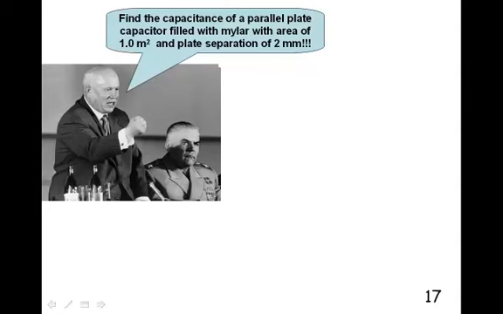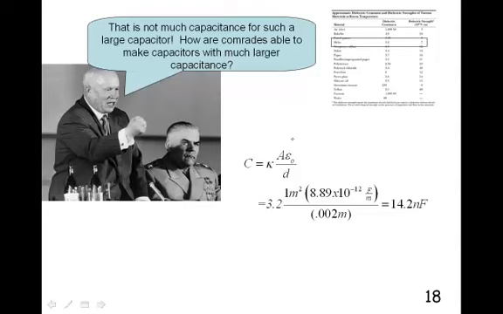Well, let's start with a little problem here. Let's find the capacitance of a parallel plate capacitor filled with mylar that has an area of 1 square meter, you know about how big that is, and a separation of only 2 millimeters. Well, we'll find the capacitance in the usual way. Here's the equation for the capacitance of a parallel plate capacitor, but now we're going to multiply by this kappa, the dielectric constant, which is 3.2 for mylar. So we get a capacitance that's more than what we would have had we not had the mylar.